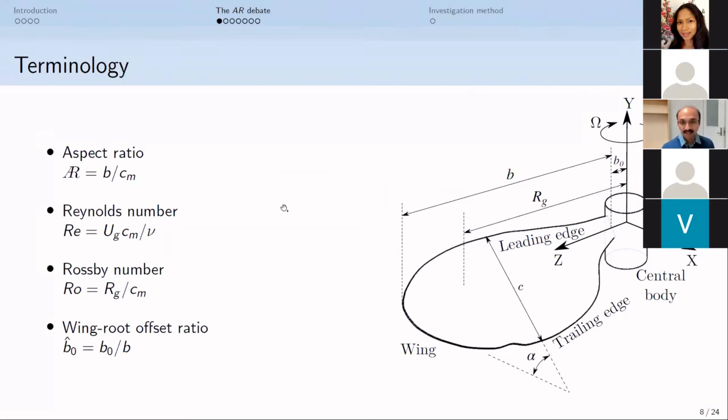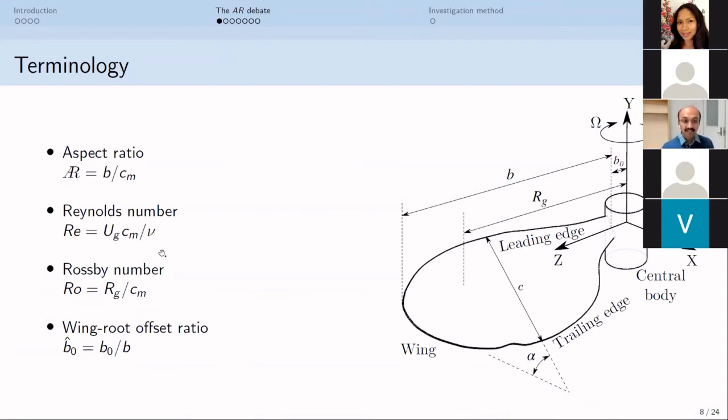Whereas in this case, we are considering a normal hovering insect, which means there is no oncoming flow, but the velocity is that of the wing itself. So here U_G is the velocity of the wing at its radius of gyration, R_G. Then that's multiplied by the mean wing chord and divided by the kinematic viscosity.